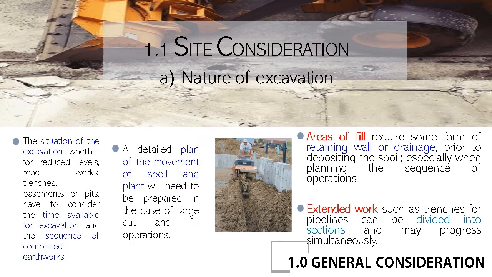A detailed plan of the movement of spoil and plant will need to be prepared in the case of large cut and fill operations. Area of fill requires some form of retaining wall or drainage prior to depositing the spoil, especially when planning the sequence of operation. Extended works such as trenches for pipelines can be divided into sections and may progress simultaneously.